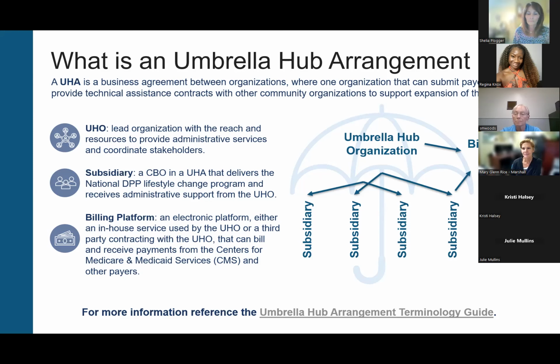It's set up to have a larger entity, a larger organization, for example, Marshall University, that serves as the hub for smaller entities so they can be able to bill insurance providers, for example, Medicare, Medicare Advantage, private insurers, private health insurance plans, to be able to bill for offering that National Diabetes Prevention Program as a service. Any questions about that? Because that's a really big thing.